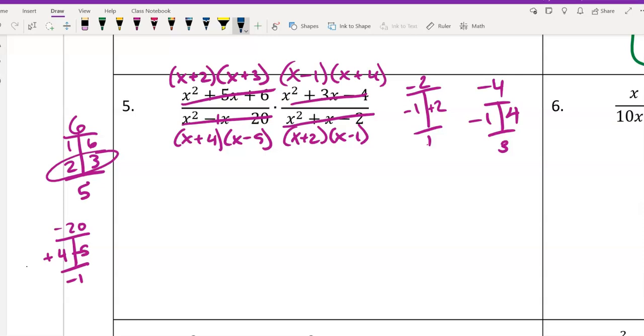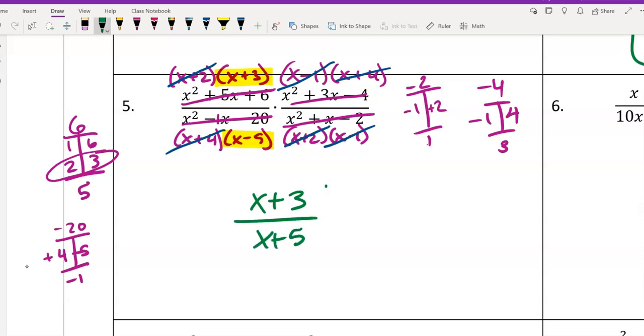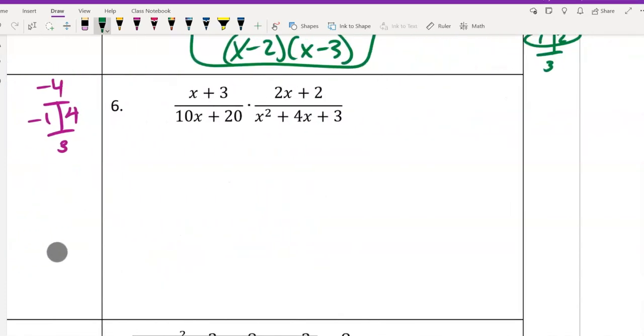One and one. So we have a matching x plus 2. We have a matching x plus 4. We have a matching x minus 1. And what are we left with? X plus 3 over 5. Awesome. Moving on to number 6.